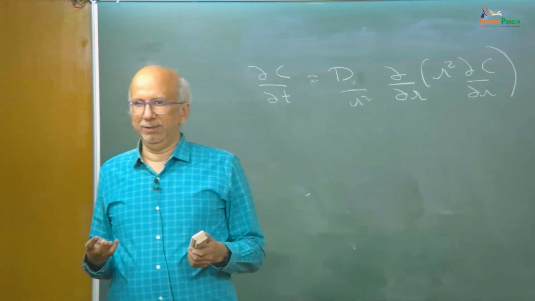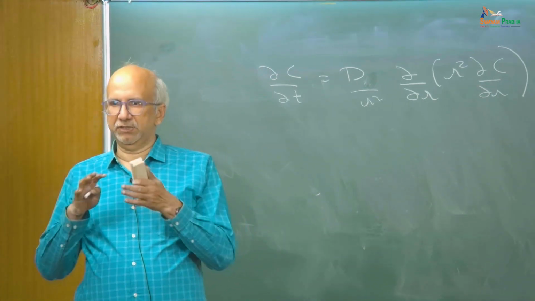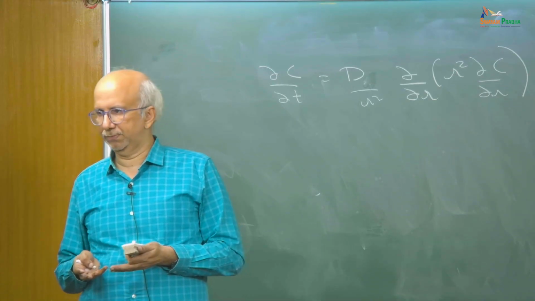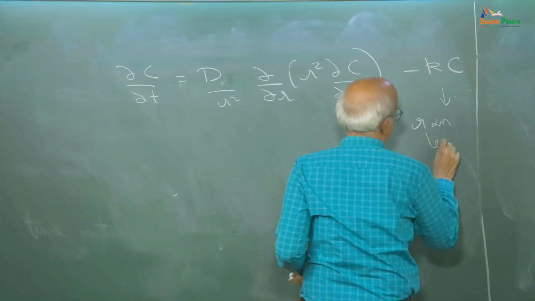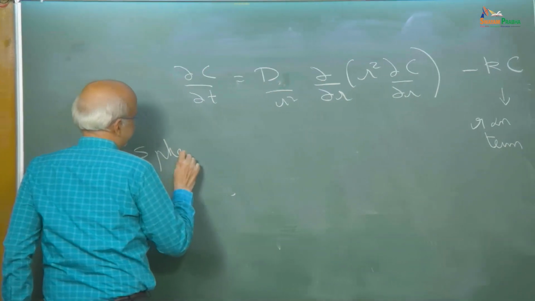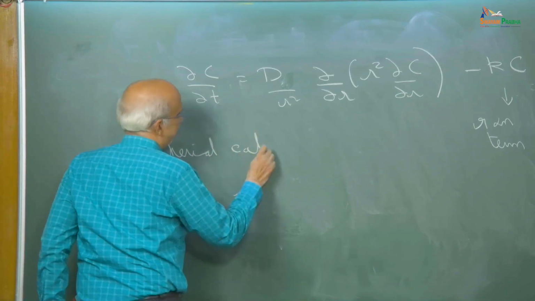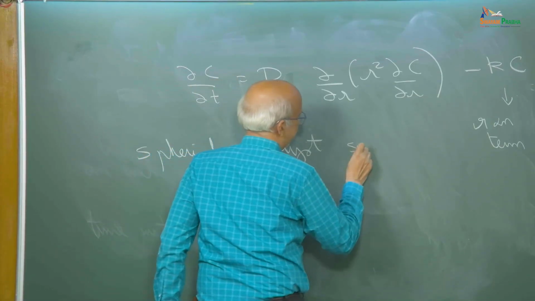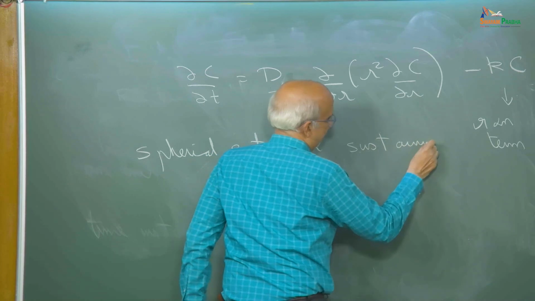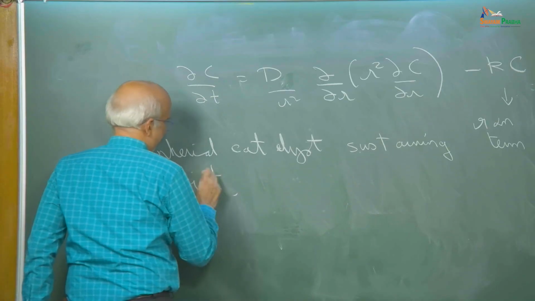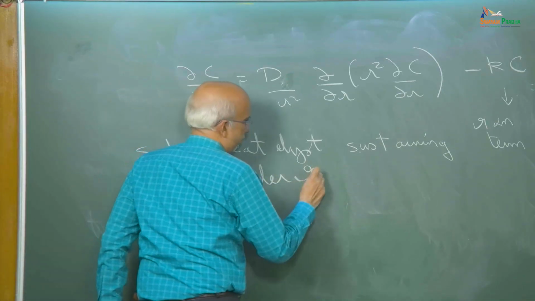So, here is a slightly different problem in the sense that I have a spherical particle and there is a chemical reaction going on, which I am assuming to be first order. Okay. So, this is your reaction term. So, this is an example of a spherical catalyst sustaining a first order reaction.